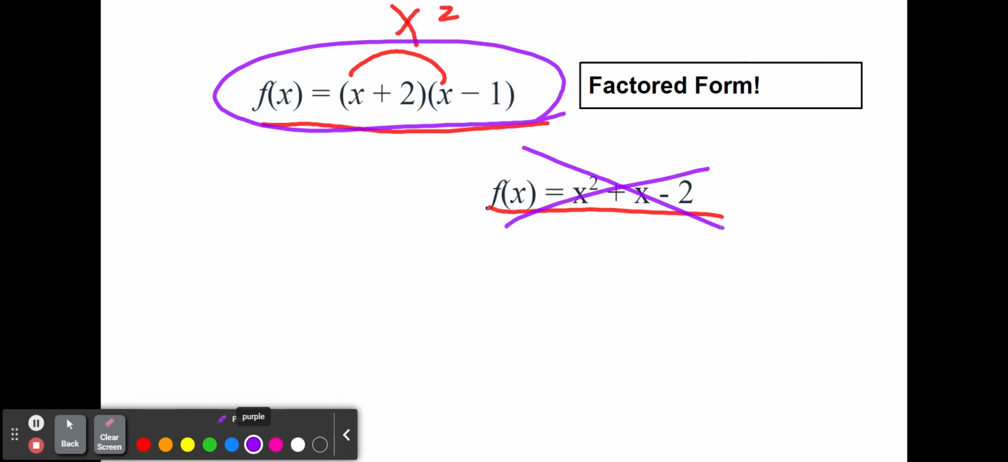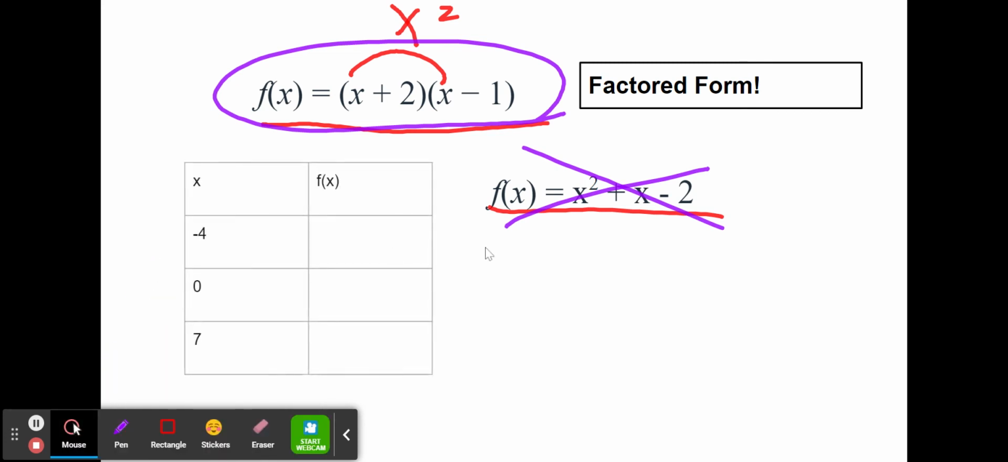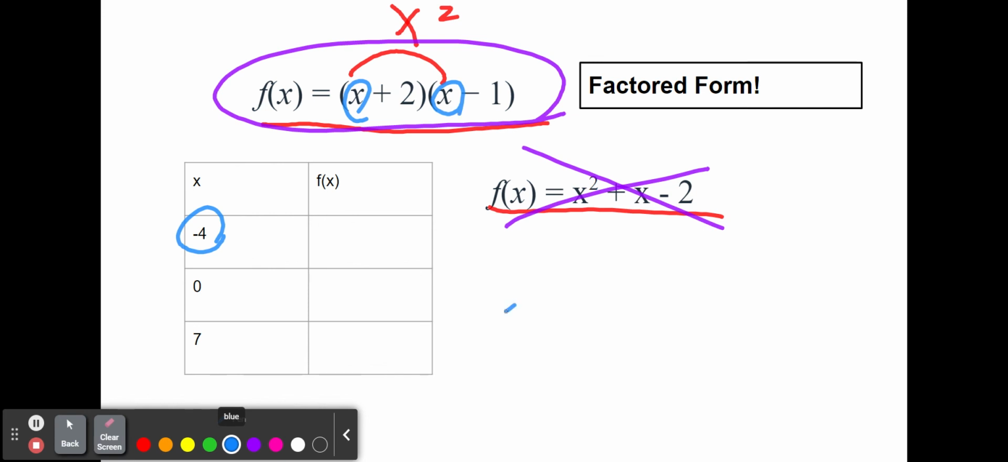Don't go to standard form. That's going to take too long. Instead, I'm going to give you an input output table, and all you're going to do is just plug in the numbers in for x and see what happens. This is going to be really easy because it's just a multiplication problem. For example, if I ask you to plug in negative 4, it just goes in for this x and this x at the same time. So it's just a very simple arithmetic problem.